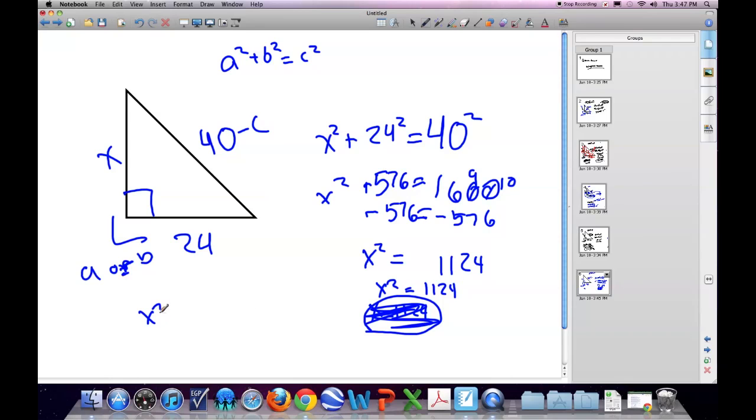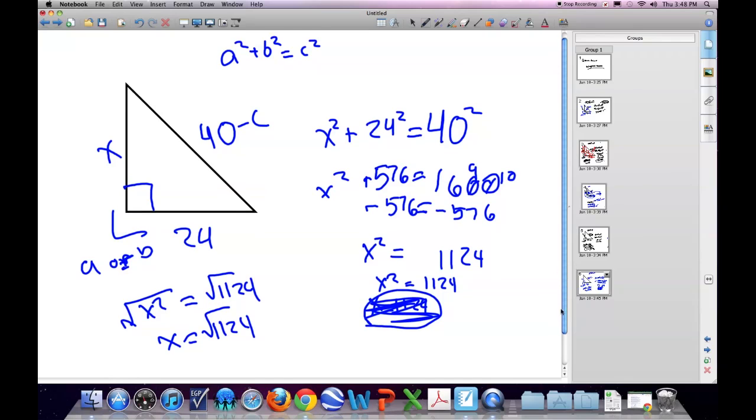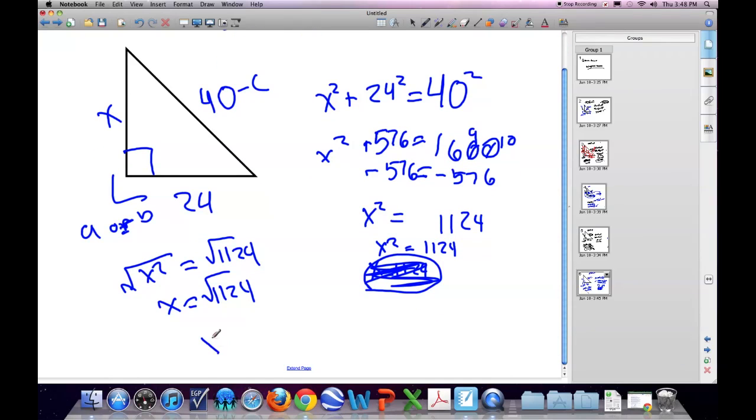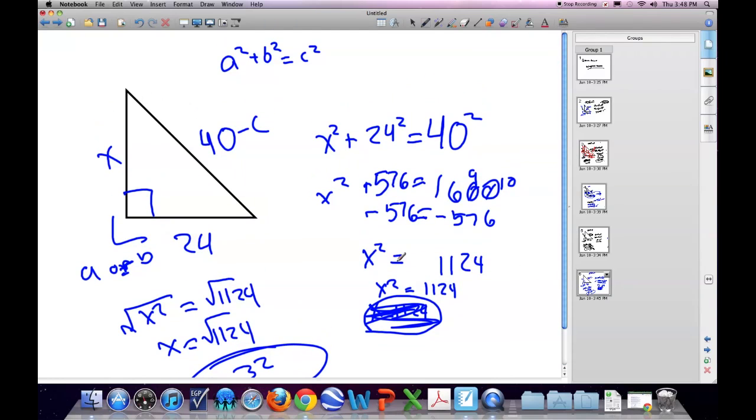And we do x root it equals 124. X equals root 124. And you just figure this out, which will be x equals 32. That's your answer. And you can do this with the same thing.